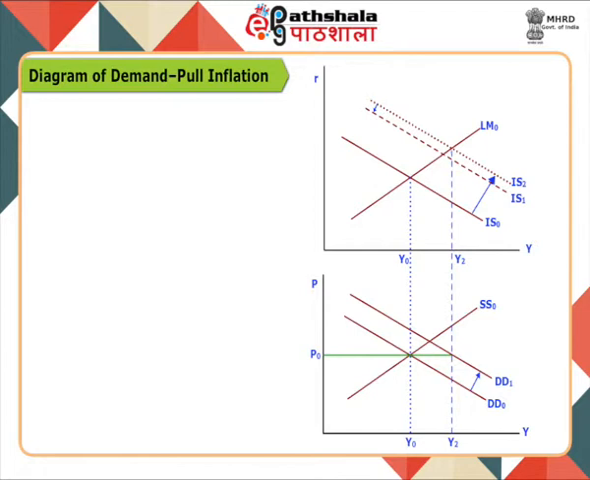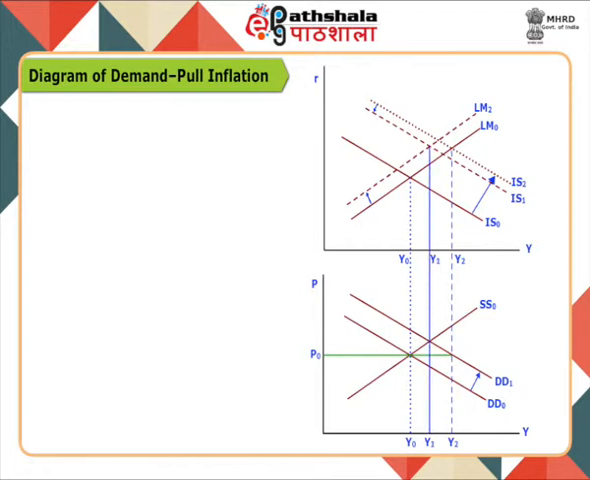A rise in price level would also decrease the real value of money supply. Due to the decrease in real value of money supply, the LM curve would shift to the left. Again, in the upper panel of the diagram, due to the increase in price level, the LM curve shifts from LM0 to LM2. Due to the shift in both IS and LM curves, a new equilibrium shall be established at the Y1 level of output.